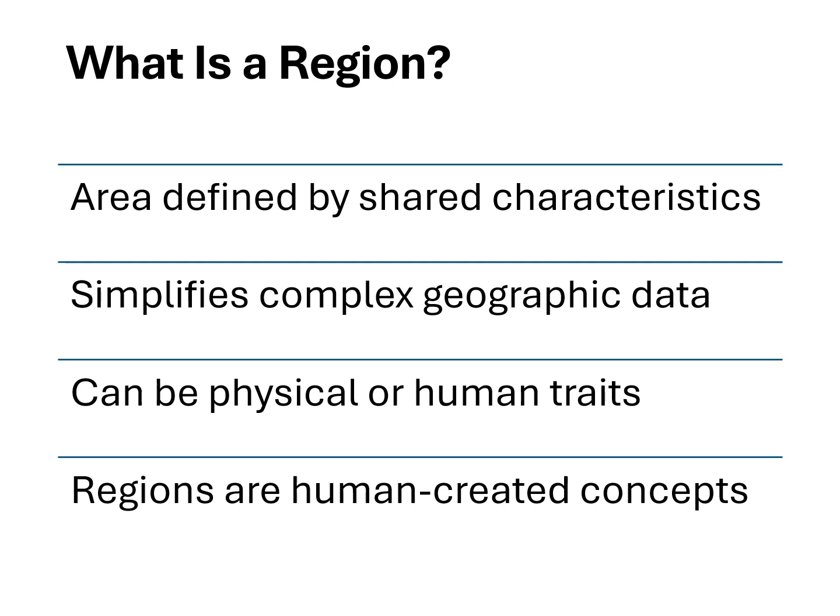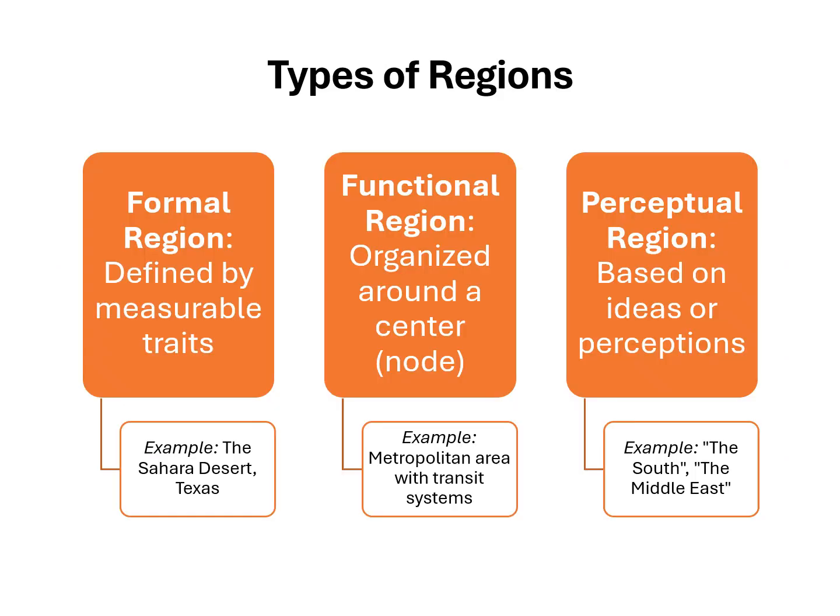So, a region is an area of Earth defined by at least one common characteristic. Regions help us simplify complex geographic areas by organizing space, highlighting similarities, and supporting comparison. They can be based on physical traits, like climates, or human ones, like culture or politics. But remember, regions are human creations. They are tools, not facts.